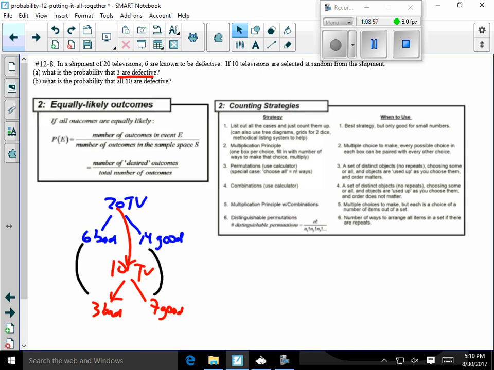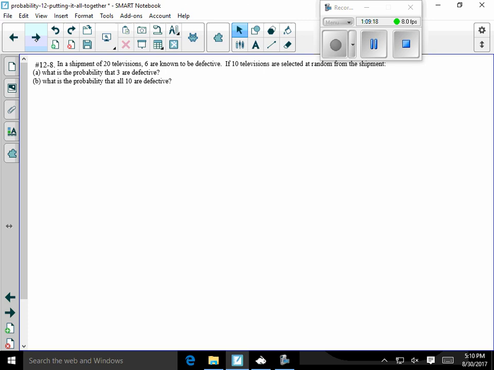But I think it's strategy 5 here that we're going to use, multiplication principle with combinations. So this is if I have multiple choices to make, but each is a choice of a number of items out of a set. That's what's going on here. I have to choose some bad TVs, I have to choose some good TVs, and each of them come out of a set of good TVs and bad TVs. So we're going to use that principle there. Okay, let's review the problem again then. So for part A, I'm finding the probability that we have 3 defective TVs.